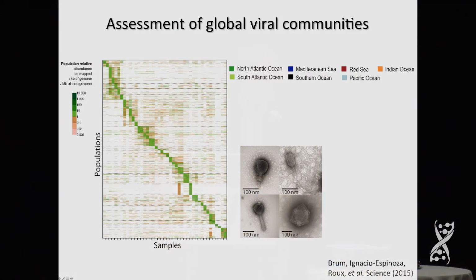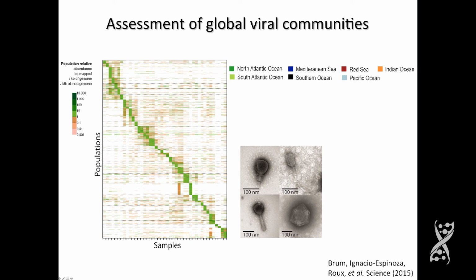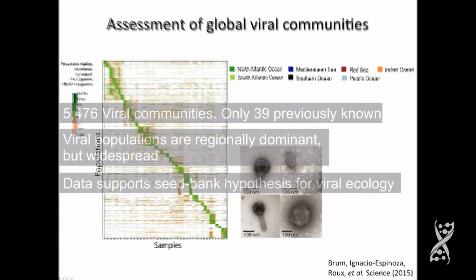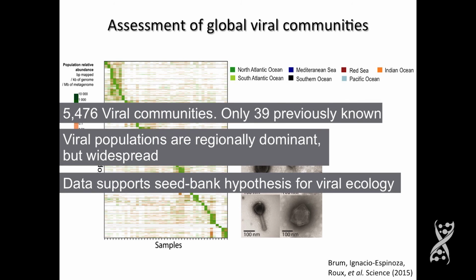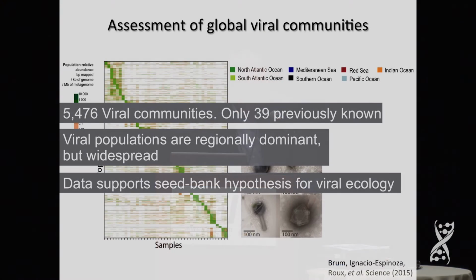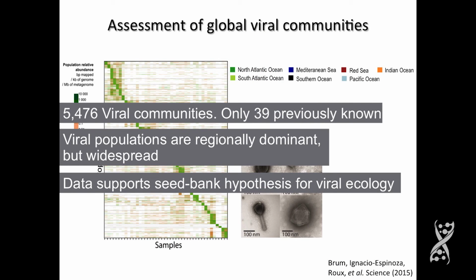In another paper, we described the viral communities that we were able to fish out of a range of different sampling sites. And from this study, we basically described about 5,500 viral communities, only 39 of which were previously known. This gives you an idea of our ignorance of microbes in the ocean, in particular viruses. I'm not going to dwell on this further because Jen Brum, one of the lead authors on this study, is here and will be presenting this work in more detail later on during the week.